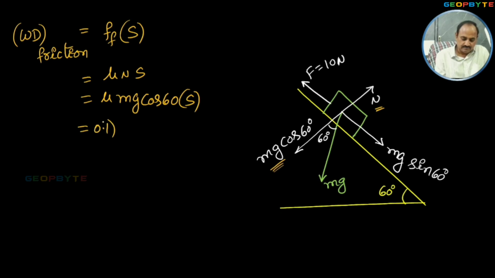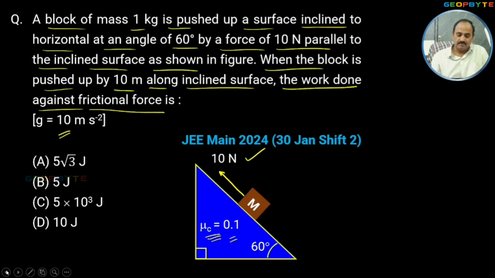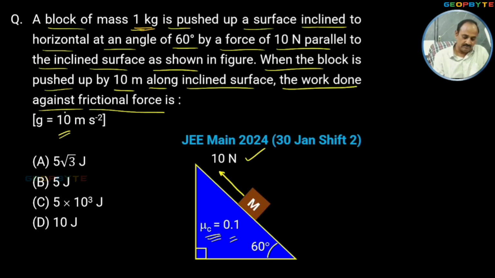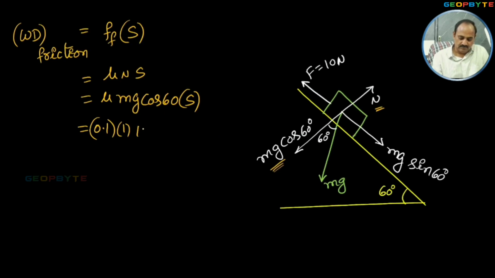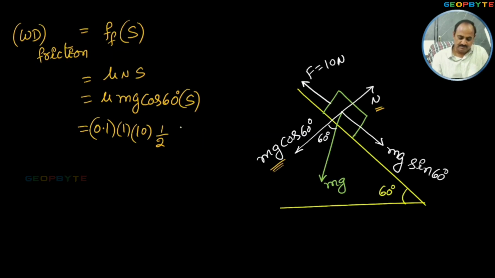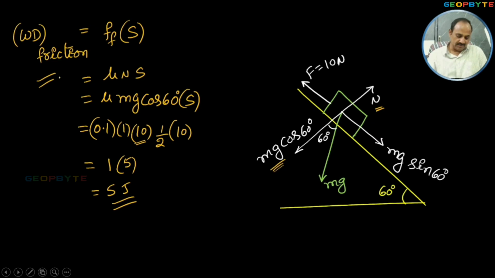Mu value given 0.1. The mass is 1 kg. G is 10. Cos 60 degrees is 1 by 2. The displacement is given 10 meters. Simplify this part: 0.1 into 10 by 2 is 5. It is equal to 5 joules. That is the work required for overcoming the friction.